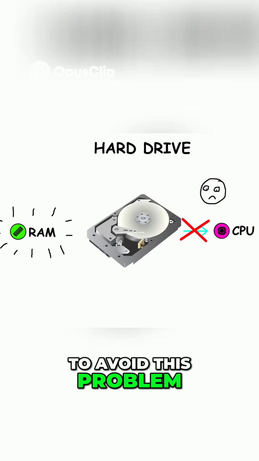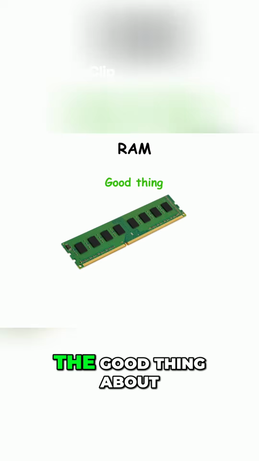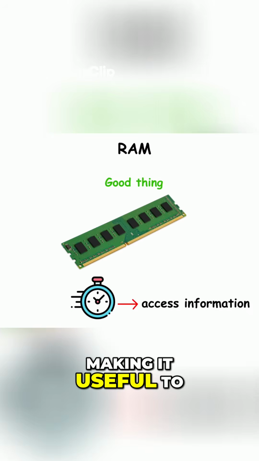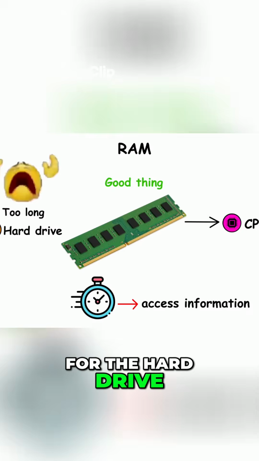To avoid this problem, we use the RAM. The RAM stores data, just like the hard drive, but with much less space available. The good thing about the RAM is how fast it can access information, making it useful to quickly communicate to the CPU the information that would take too long for the hard drive to access.